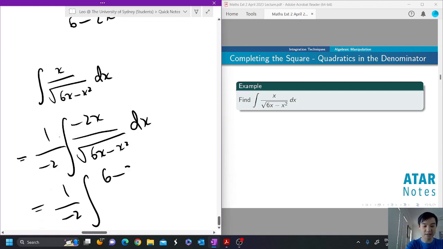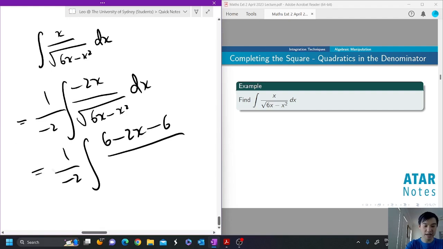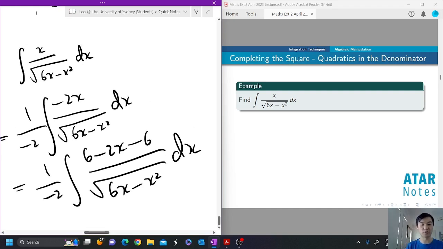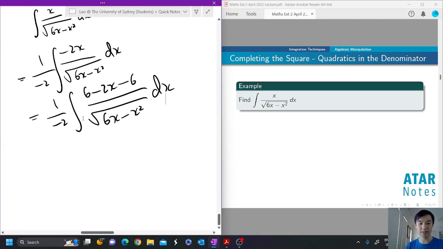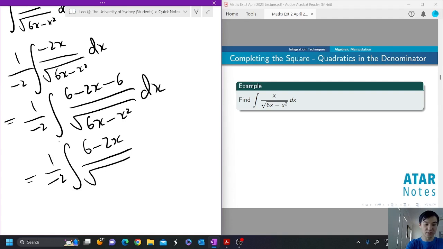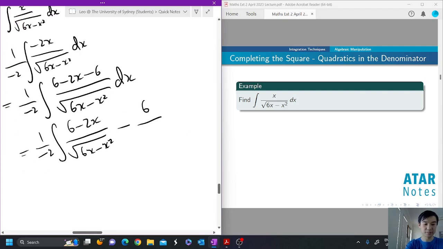So I'm going to add a 6, but I'm going to also subtract a 6 at the same time, so I do not change the question. So this all simplifies just to what we had originally with x over root 6x minus x squared. The reason why I did that is so now I can split this off. So this will become 6 minus 2x over root 6x minus x squared, minus 6 over root 6x minus x squared, like that.